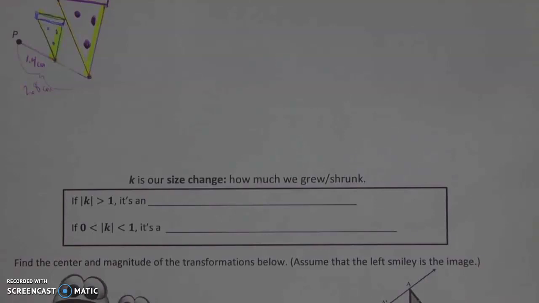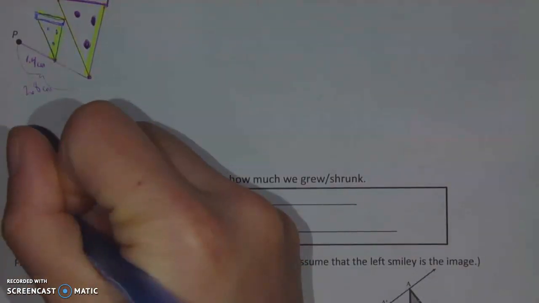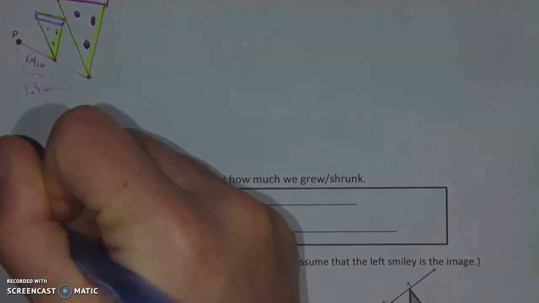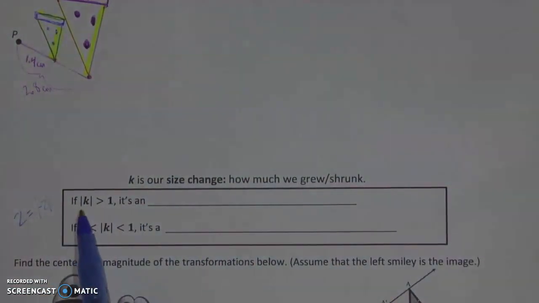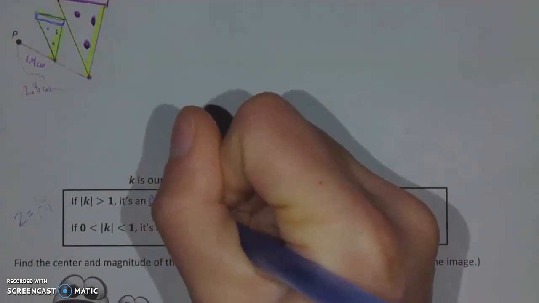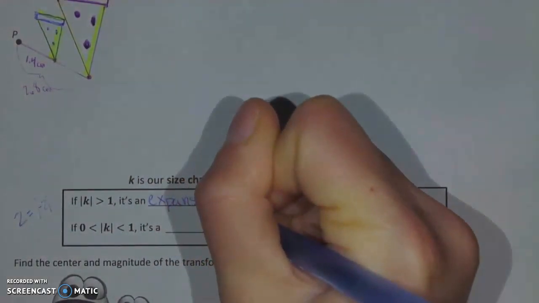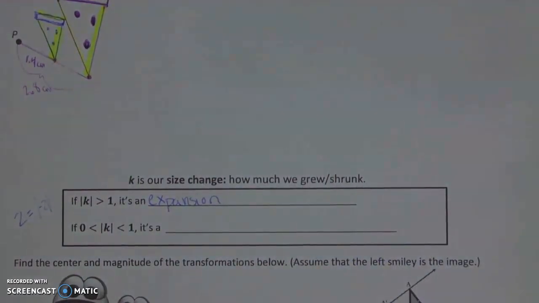When we're talking about k as our size change, it has some interesting pieces of information about it. First off, if we're talking about a k that is greater than 1 in absolute value, remember absolute value just takes off the negative. So if we're talking about a -2, it would become just a size change of 2. We'll talk about what that negative does in a little bit. If you're talking about a 2 here, it's going to be called an expansion, because it's growing larger or expanding.